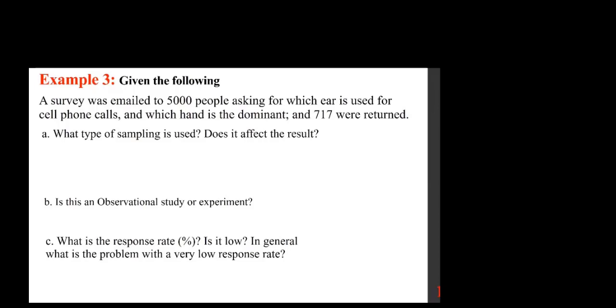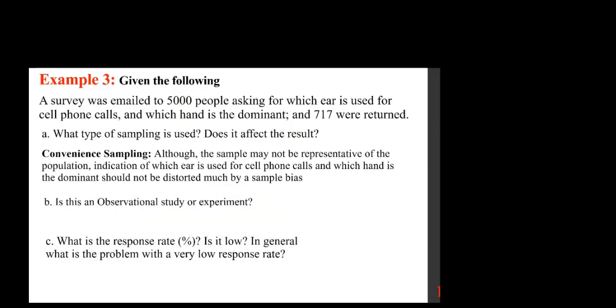So what's the answer to part A? Self-selected voluntary sampling. Absolutely, it's convenient sampling, because we are doing the survey and it is self-selected. And what about part B? Observation. There's nothing that we are changing. There is no treatment involved.